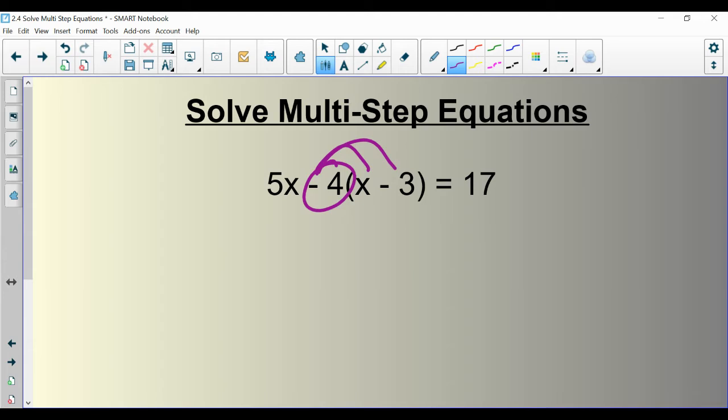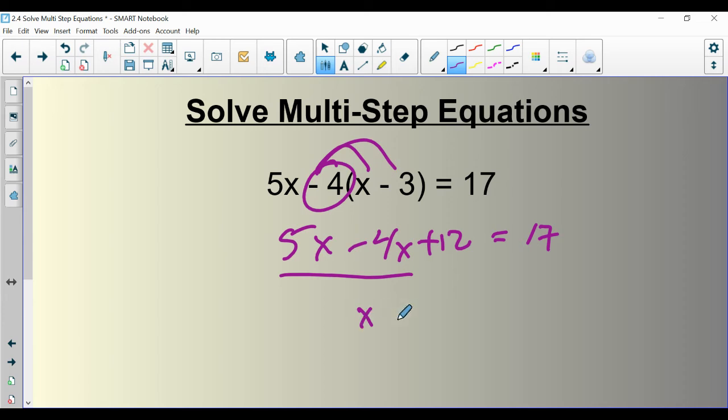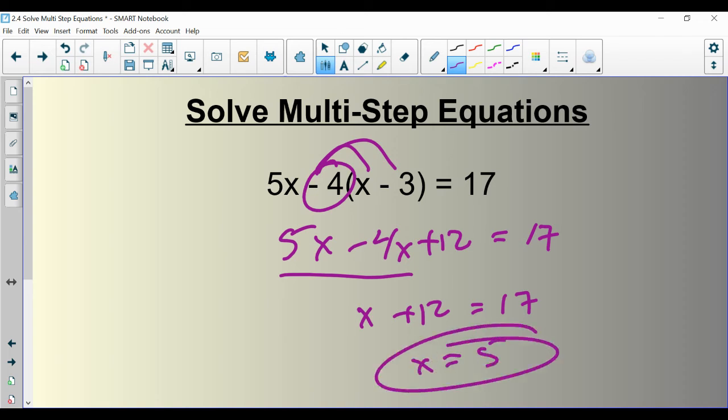First step is to distribute those things. So you have 5x minus 4x plus 12. Remember, we're distributing a negative 4. Negative 4 times negative 3 is plus 12. Now we have a 5x minus 4x. These things are like, so we could combine those to 1x or just x plus 12 is equal to 17. And subtract 12 on both sides, we get x is equal to 5.